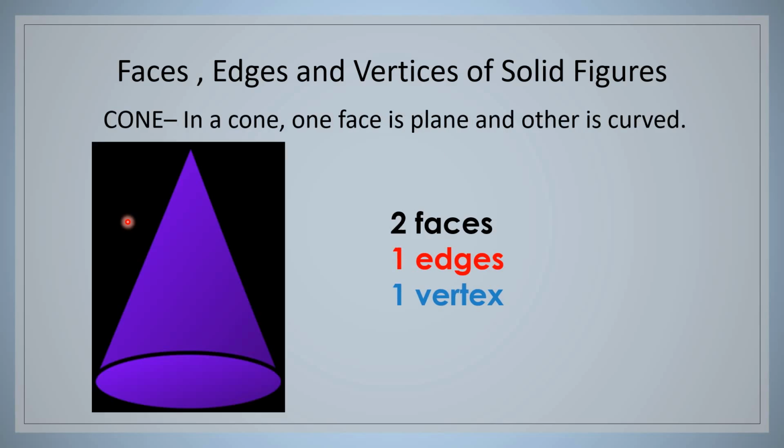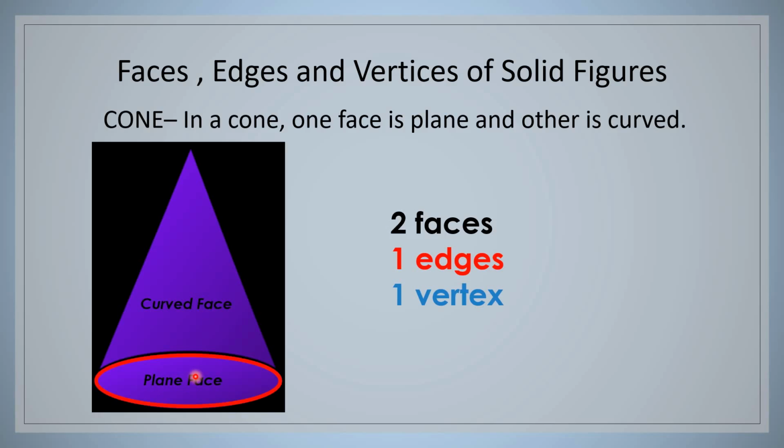Next we move on to a cone. Now in a cone, one face is plane and the other is curved. Now let's see the plane face. The plane face is here and the curved face is this one, which is in cone shape. If you see a cone shape, it has a curve. From the top, it is round in shape, and it gets narrow till the bottom. So this is the curved face and this is the plane face.